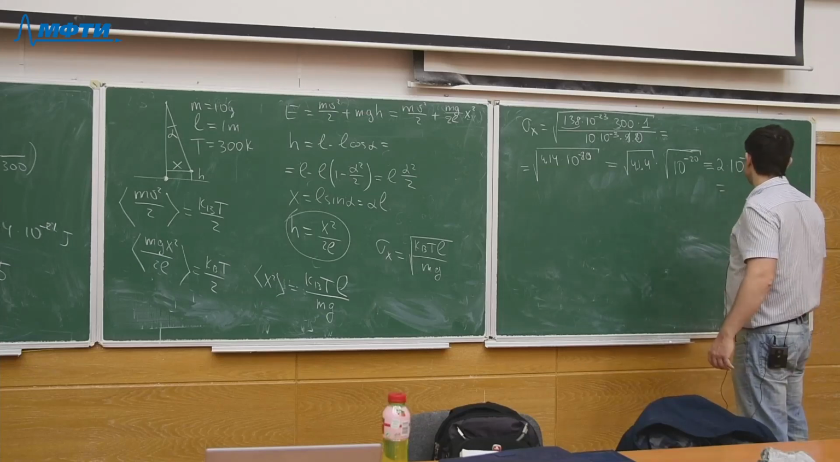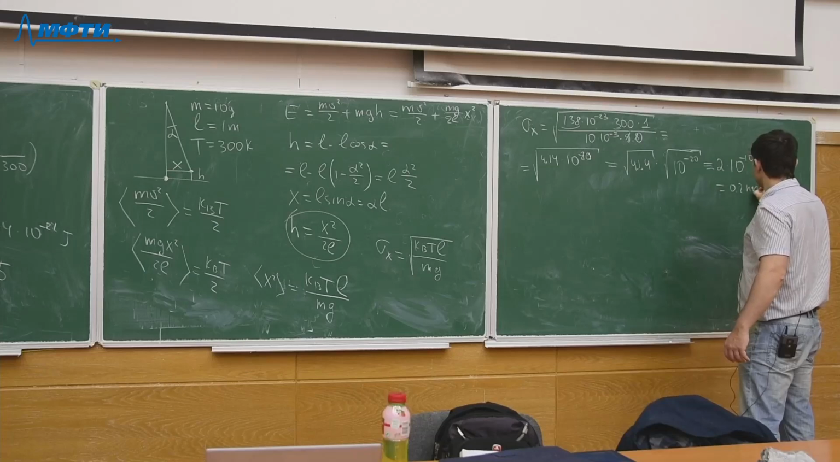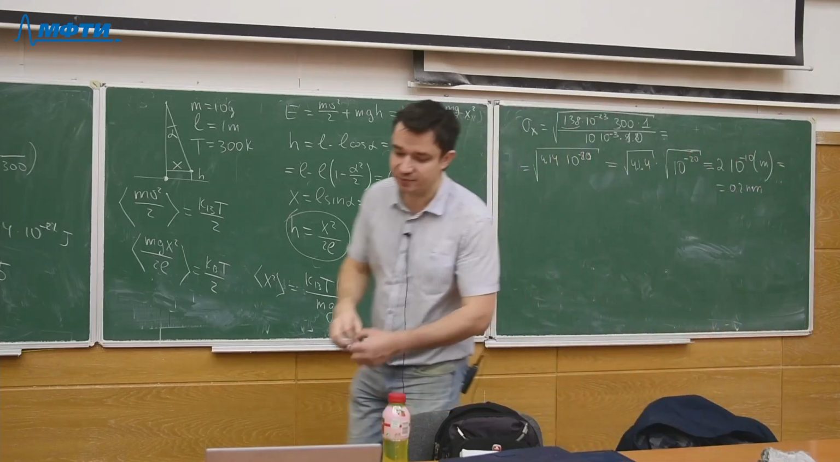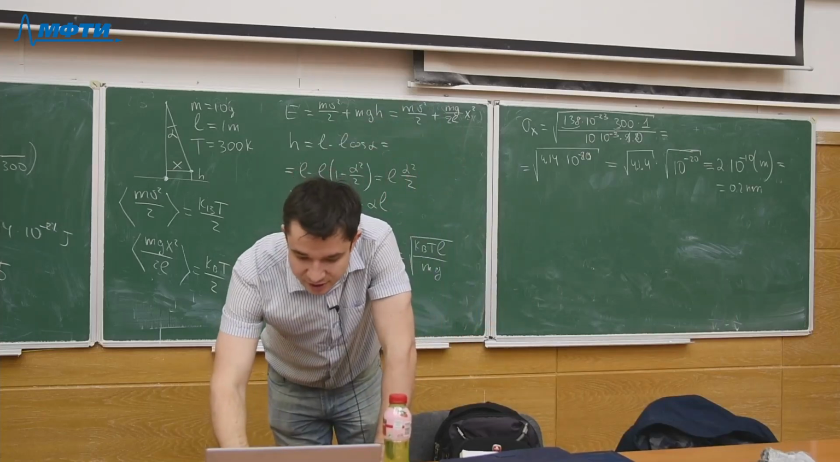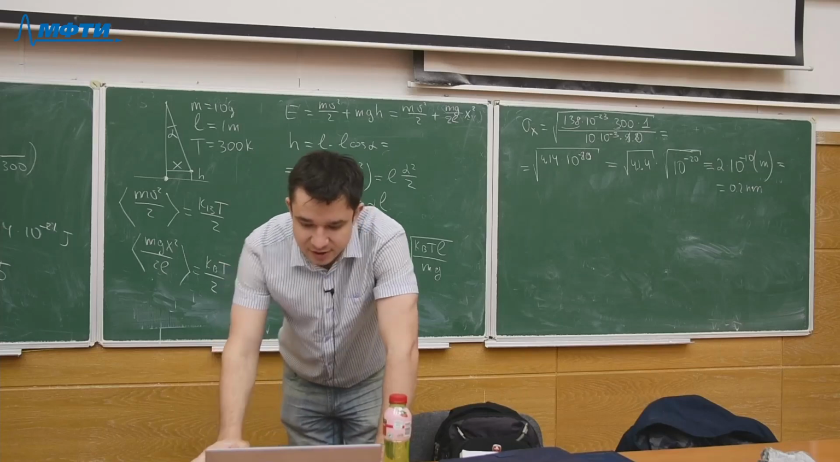So it's actually an awfully small number of 0.2 nanometers. So these fluctuations appear to be really small. Let me see if I have not made any mistake in my calculations. 0.2 nanometers. Yeah, that's exactly right.